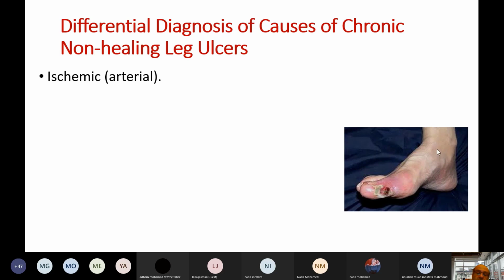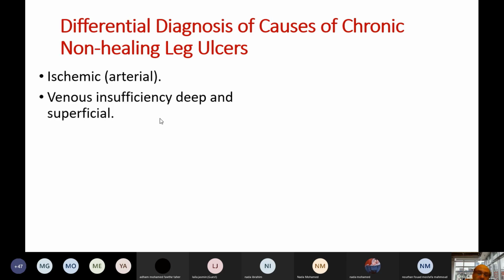The differentiation of ischemic ulcer is very simple. You can see the patient has what is called dusky red skin. Dusky red skin means that there is a dilatation of the cutaneous blood vessels due to the presence of metabolites. When you palpate the pulses of the patient, you cannot feel a pulse, and the patient gives you a history of intermittent claudication. And the ulcer is painful. There is a necrotic part of the ulcer.